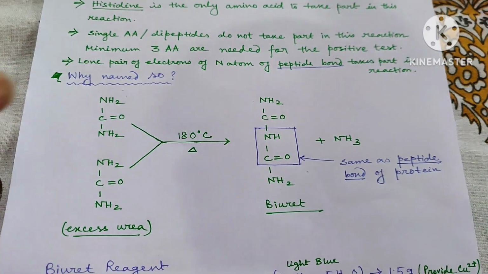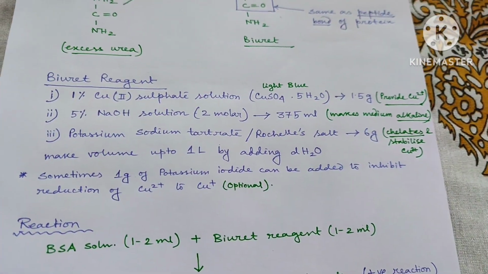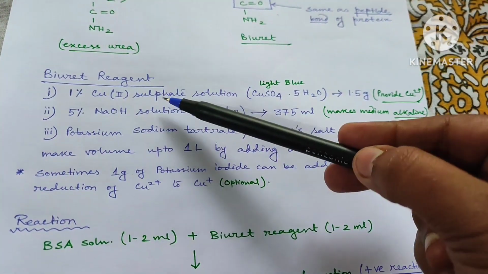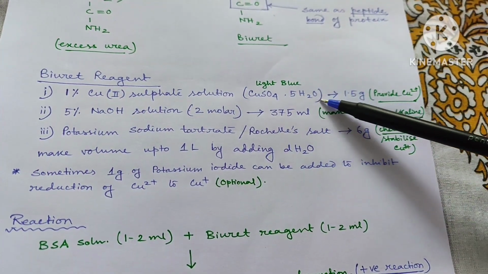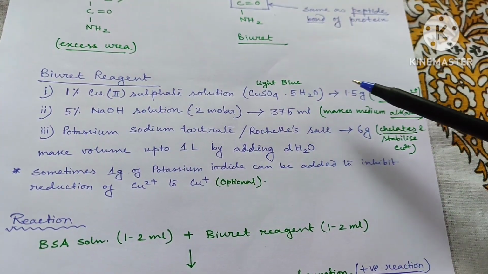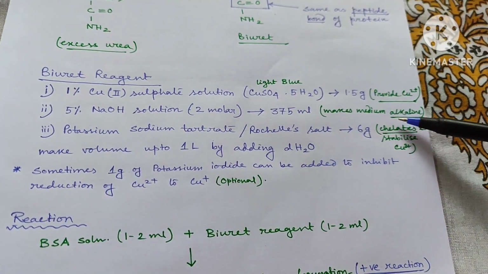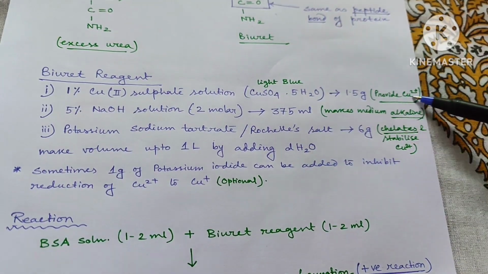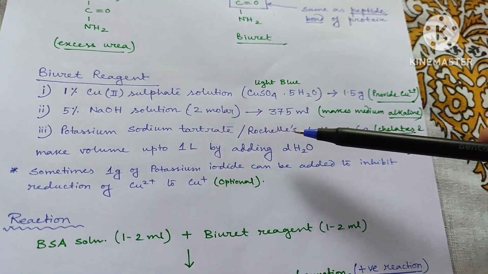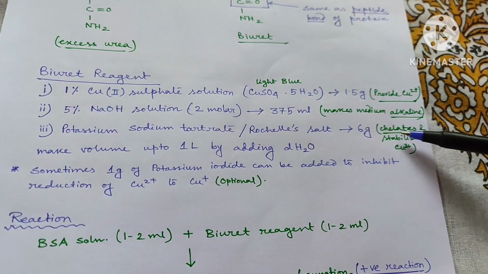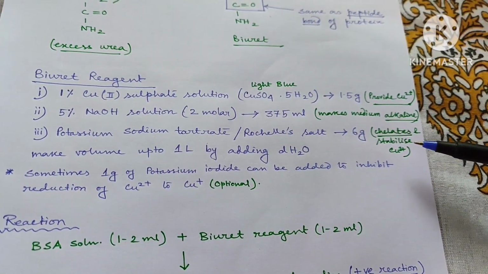Now, let us see what are the components of biuret reagents. See, these are the components of biuret reagents. What are those? 1% copper sulfate solution. This is the cupric ion. Okay, CuSO4 5H2O, which is of light blue color. Then 5% NaOH solution, which will make the medium alkaline, and copper sulfate solution will provide Cu2+ or cupric ion. Next, potassium sodium tartrate, which is also known as Rochelle's salt. It is a chelating agent. It will chelate and stabilize the Cu2+ ion with the peptide bond.